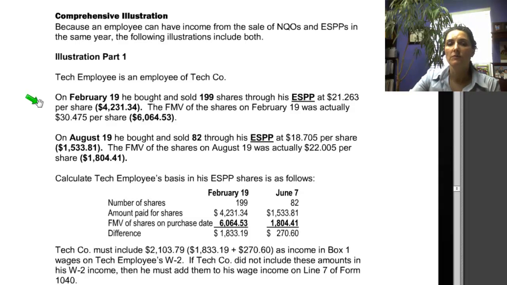The fair market value of the shares on February 19 was actually $30.475 per share, or $6,064.53. Then on August 19, he bought and sold 82 shares through his ESPP at $18.705 per share, or $1,533.81. The fair market value of the shares on August 19 was actually $22.005 per share, or $1,804.41.